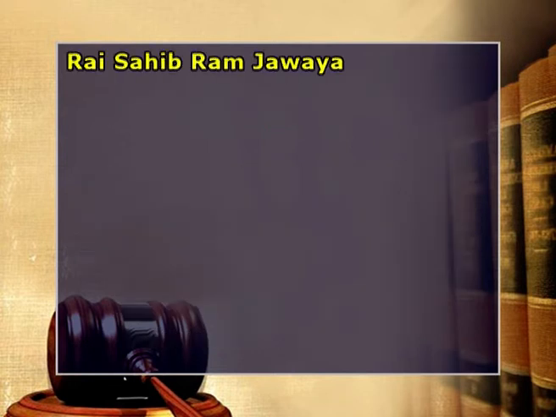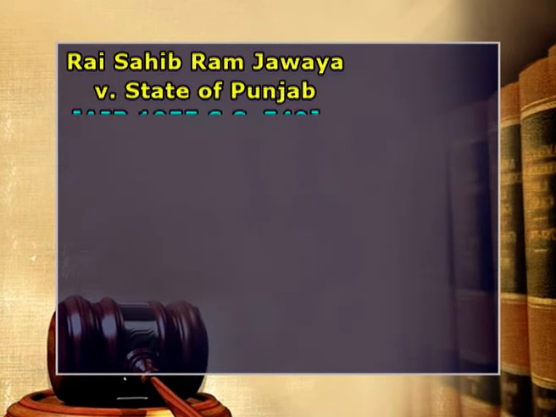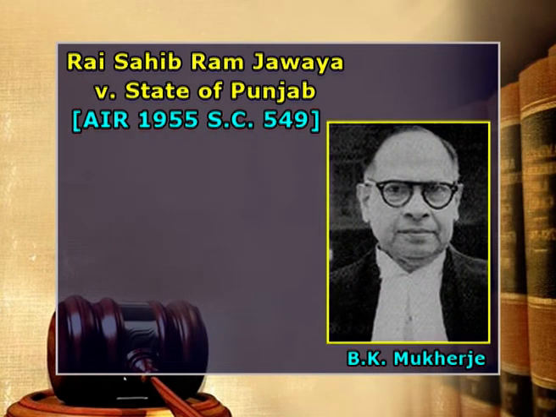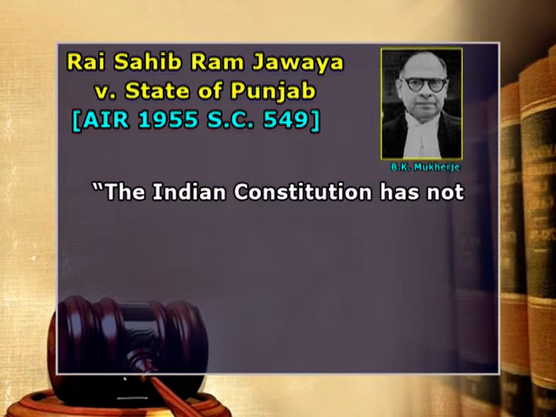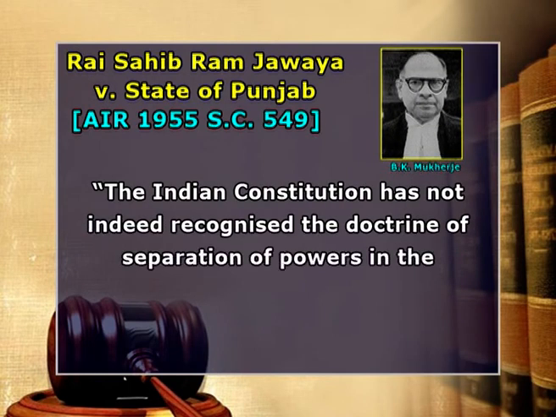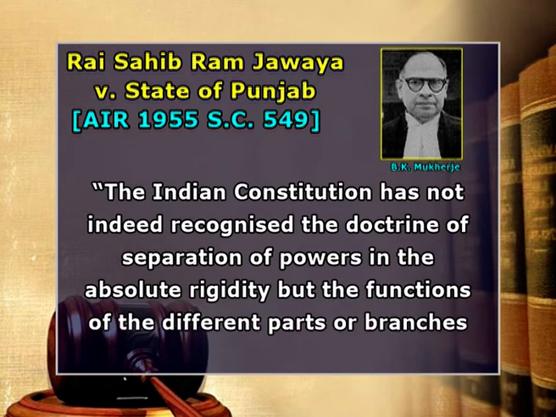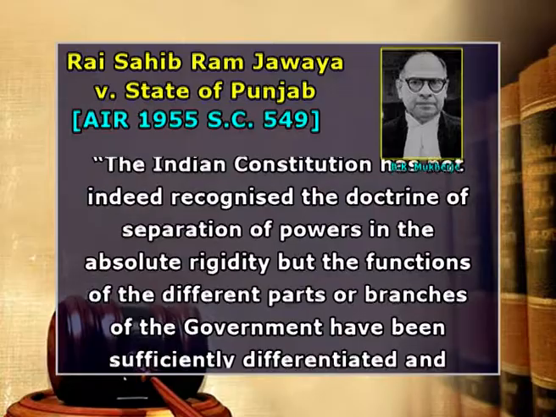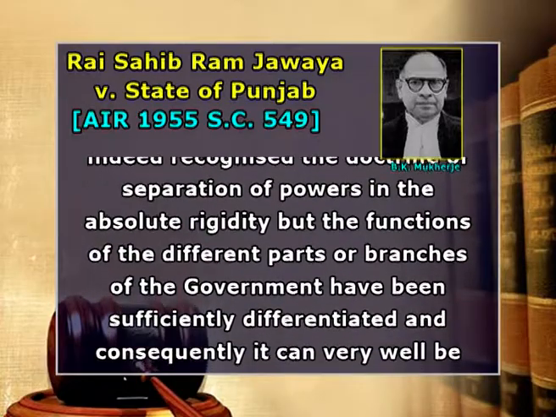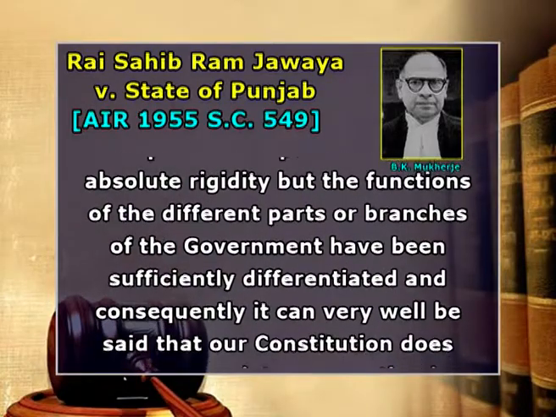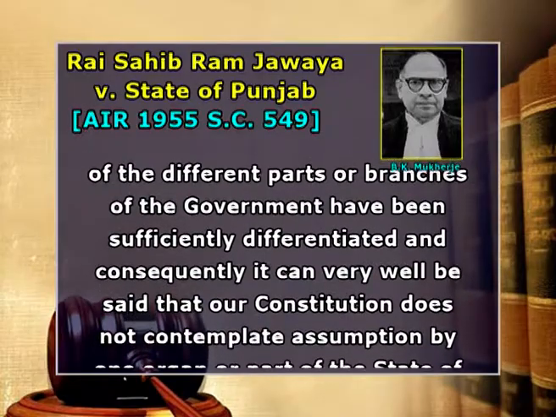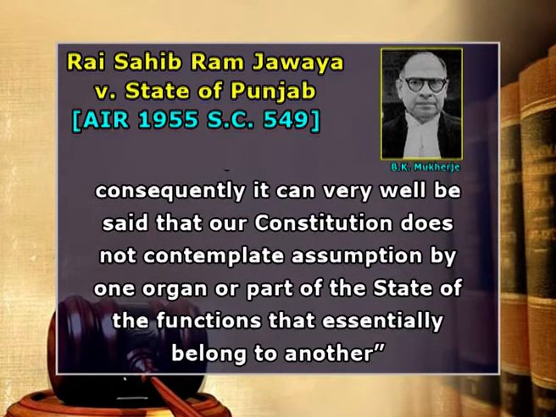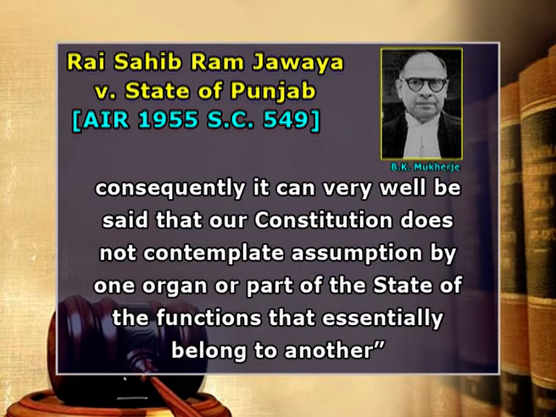To the same effect, another case is Rai Sahib Ram Jawaya versus State of Punjab, in which the Honorable Chief Justice B.K. Mukherjee observed, The Indian Constitution has not indeed recognized the doctrine of separation of powers in the absolute rigidity, but the functions of different parts or branches of the government have been sufficiently differentiated, and consequently it can very well be said that our Constitution does not contemplate assumption by one organ or part of the state of the functions that essentially belong to another.